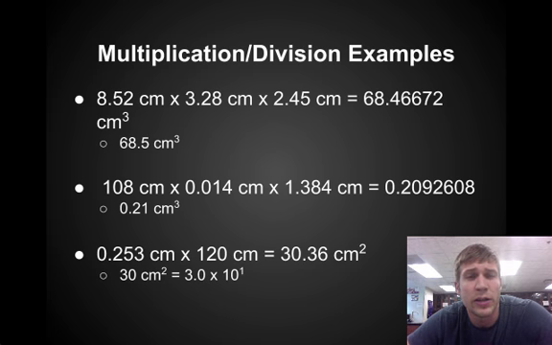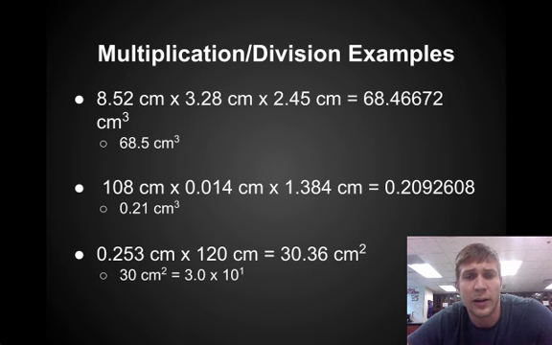So an even trickier one is the third example here. So I have 2 measured values, 0.253 centimeters and 120 centimeters. Because these are 2 measured values and we're multiplying, I need to determine the number of significant figures for each of the measured values. So 0.253 has 3 significant figures. That leading 0 is not significant. And 120 centimeters has 2 significant figures. The trailing 0 is not significant because there's no decimal.